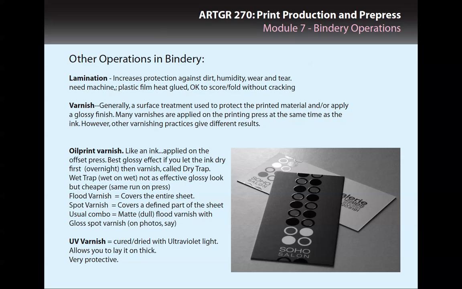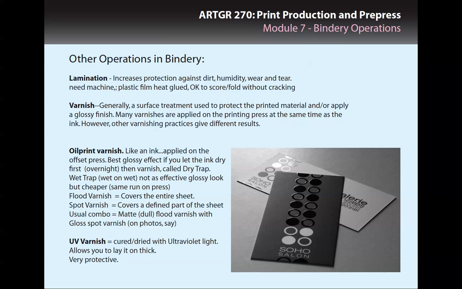Other operations that happen in the Bindery are, like for instance, lamination. Lamination is applying a plastic coating to the paper. So it is a thick plastic coating that is applied by heat glued. You generally need to score that before you fold those. It protects against dirt and humidity and wear and tear. You're probably pretty familiar with lamination.